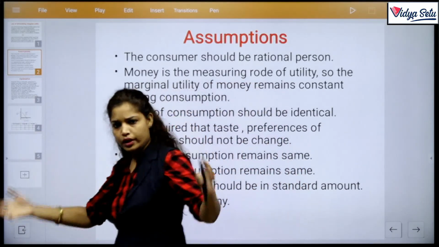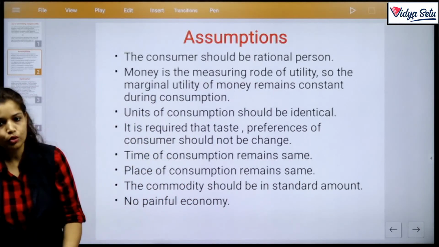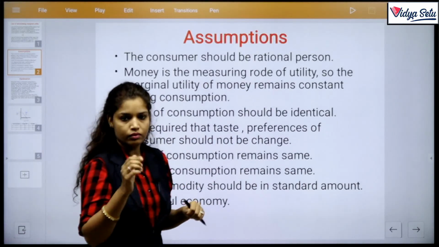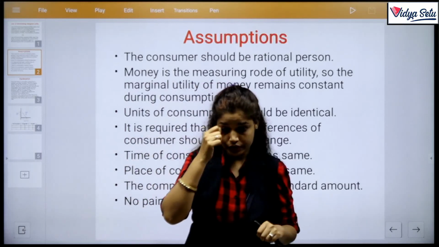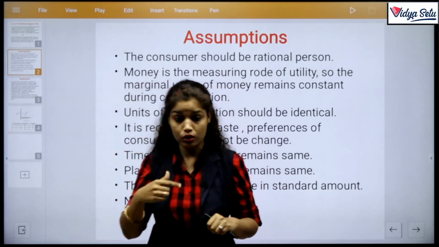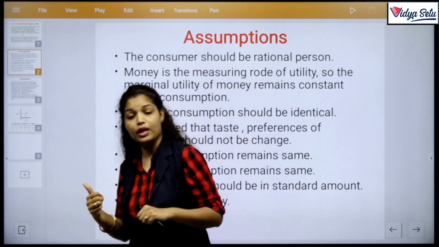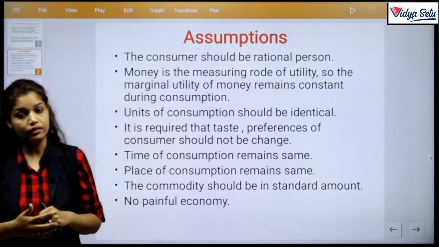This is the whole cardinal approach. The cardinal approach is complete with the exceptions. I'll give the exceptions of the law of diminishing marginal utility in the next lecture also. Clear? Thank you.